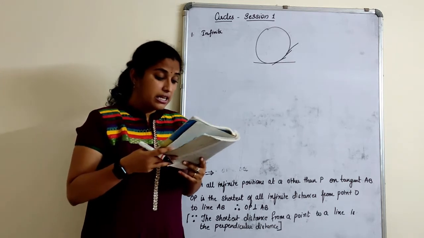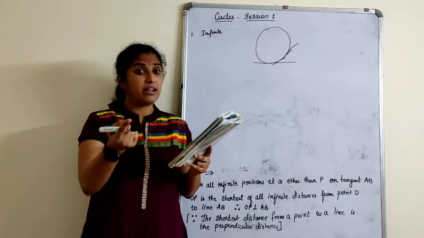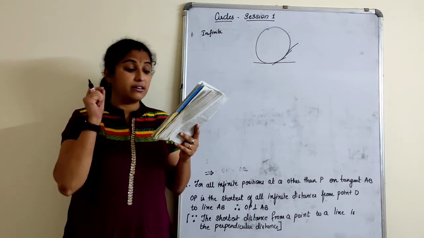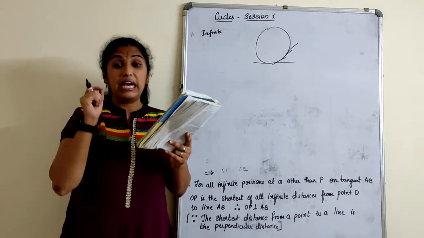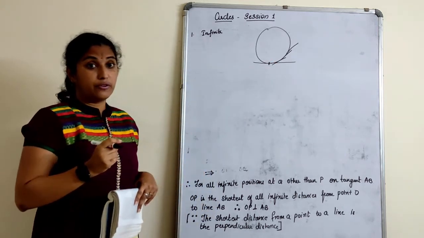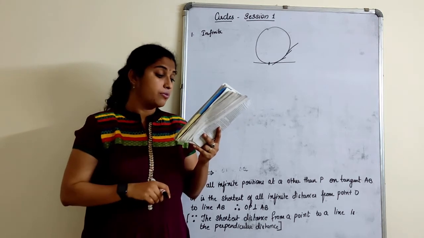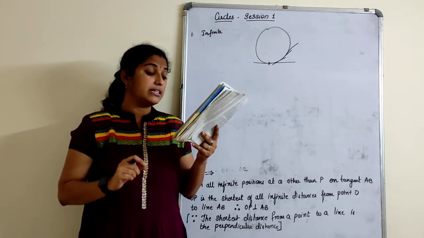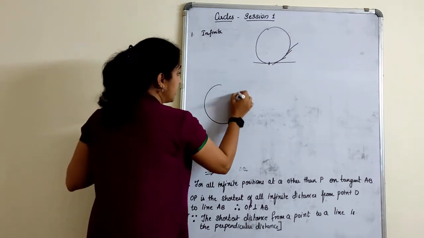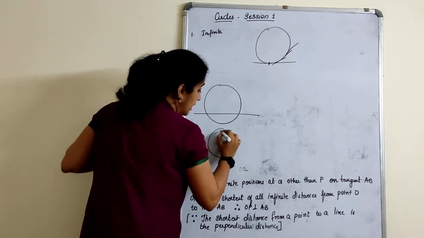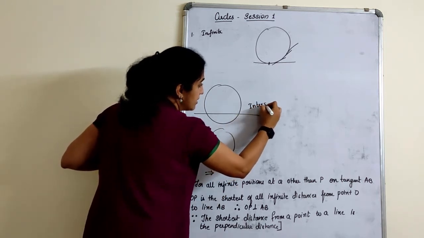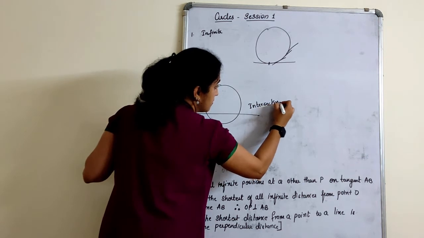Next one, fill in the blanks. You can just mark it here and later write it down in your notebook. A tangent to a circle intersects it in a dash point. Exactly 1 point, right? That point we call the point of contact. Answer is exactly 1 point. Second one, a line intersecting a circle in 2 points. This is the definition for a line cutting the circle at 2 points. This is intersecting. Understand the difference. This is cutting.